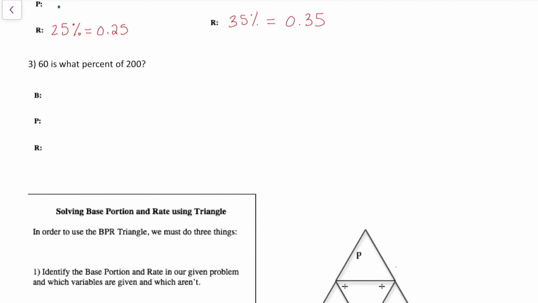and I'm looking for the base, what the original number was. And finally, in question number 3 here, I'm looking for my rate and I don't see it. It actually says what percent. So that means I'm looking for my rate here. And the question says 60 is what percent? So that's telling me that the 200 is my total, my original amount, and it's asking for the percentage that is equal to 60, so 60 being my portion.